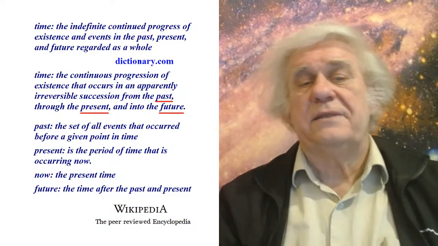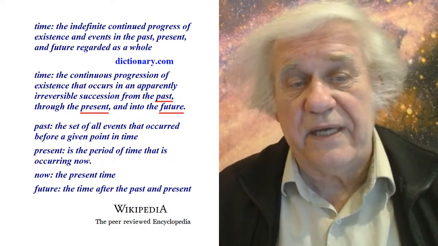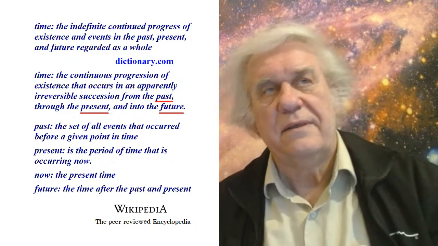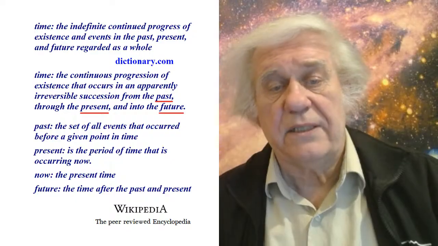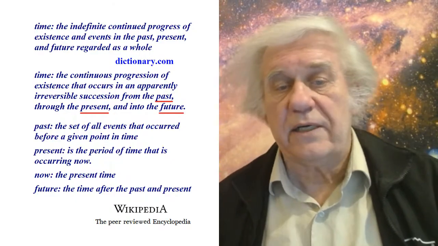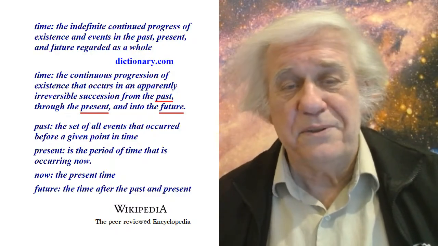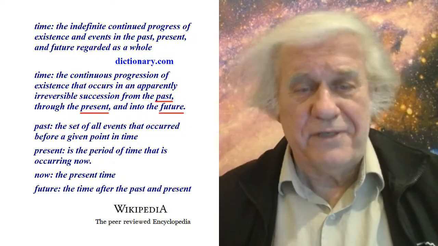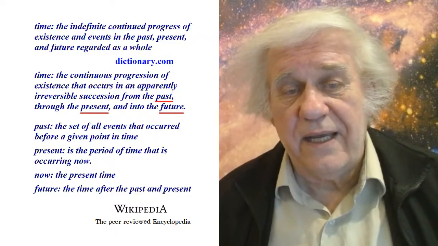Okay, so here we have a little more formal definition from Wikipedia and the dictionary for the word time. What is time? According to the dictionary: the indefinite continued progress of existence and events in the past, present, and future regarded as a whole. Whatever that means. And what do we see in Wikipedia? It says, time: the continuous progression of existence that occurs in an apparently irreversible succession. Even that's been overruled. They can now do it in reverse as well, right? Negative time, right? Succession from the past through the present and into the future.